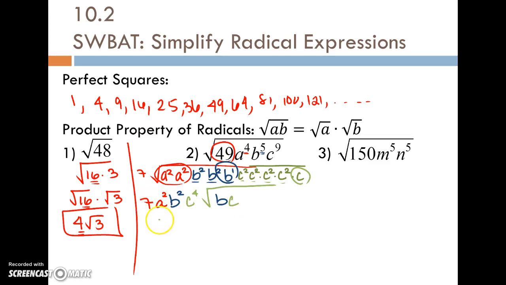So this will be my final answer. If I could write it in one color, that'd be kind of cool. 7a squared, b squared, c to the fourth, all that came out, and then left over was just bc.